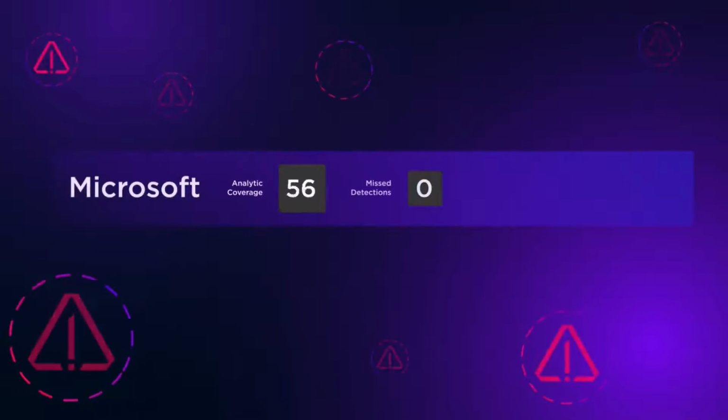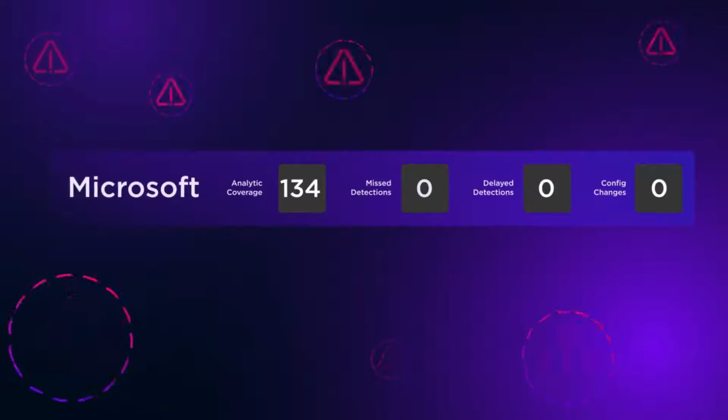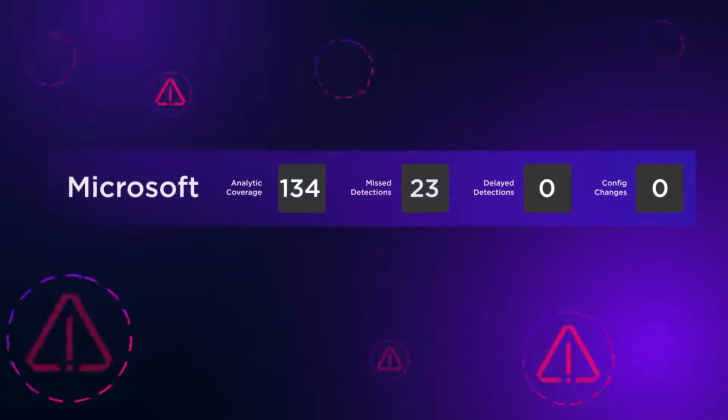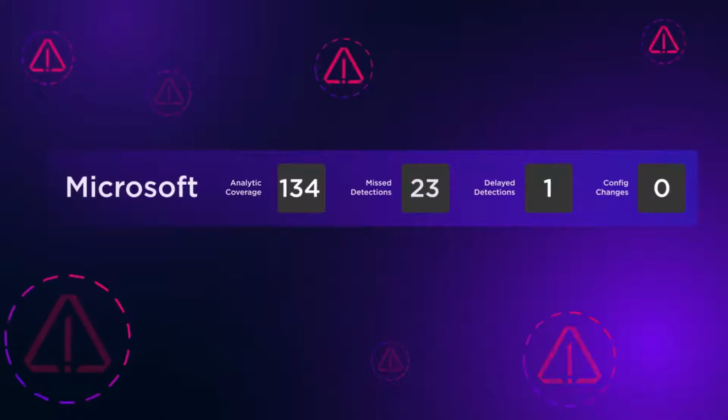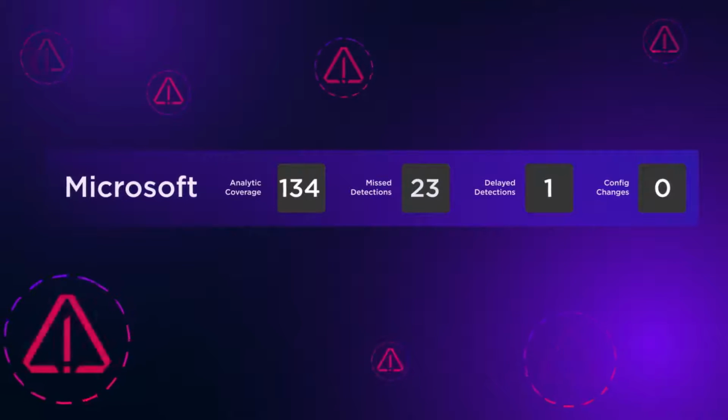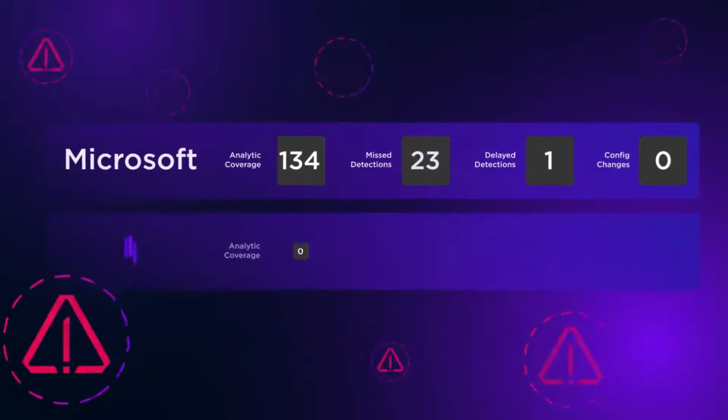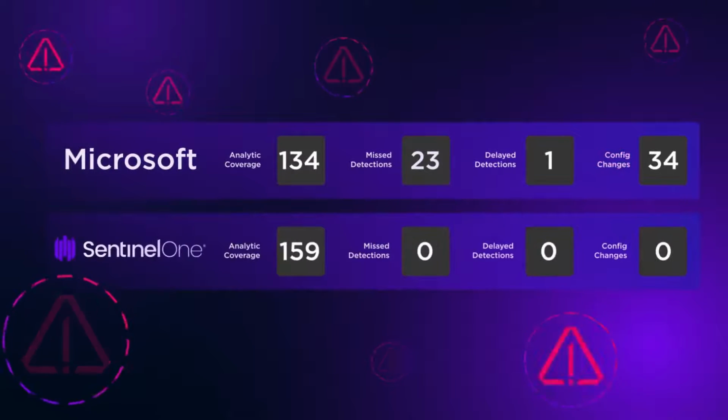Microsoft, on the other hand, provides only 87% visibility with 23 missed detections. One of those detections was not immediately available and delayed minutes or hours after the malicious activity took place. And lastly, the Microsoft testing team made 34 configuration changes during the test in order to improve their results.